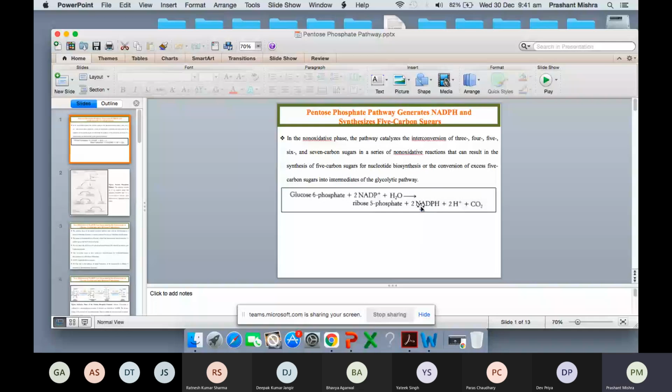To summarize, the first reaction involves glucose 6-phosphate. Where do you get glucose 6-phosphate? You get it from the glycolytic pathway, isn't it? In glycolysis, glucose is converted into glucose 6-phosphate by hexokinase. Do you remember that? The first step in glycolysis. Now, if glucose 6-phosphate goes to fructose 6-phosphate, it is going towards glycolysis. If glucose 6-phosphate is converted into ribose 5-phosphate, it is going for the pentose phosphate pathway. So glucose 6-phosphate is the point where diversion can occur.